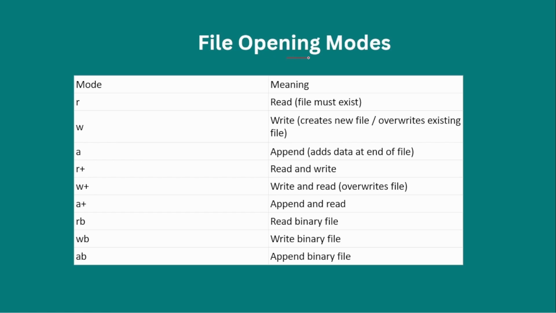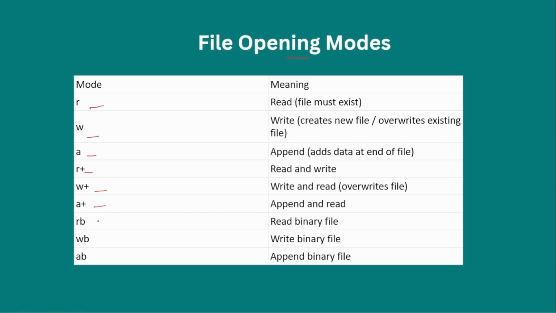So file opening modes. These are the following file opening modes. Here R is the read mode. For this, to open it in the read mode, the file must already exist. Next is W, write mode. It creates a new file and it overwrites the existing file. A is append. It appends data at the end of the file. R plus is read and write. So if we are opening it in R plus, then we can read that file and also we can write onto that file. Then W plus, write and read, overwrites file. Then A plus, append and read.